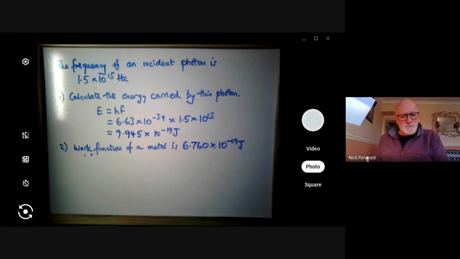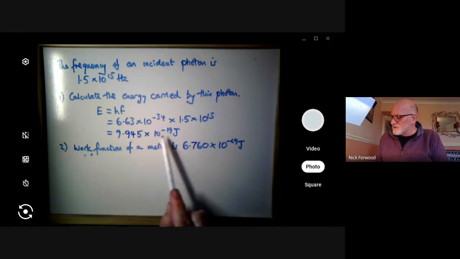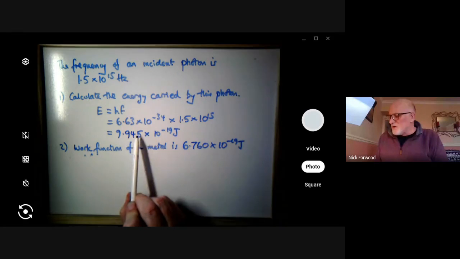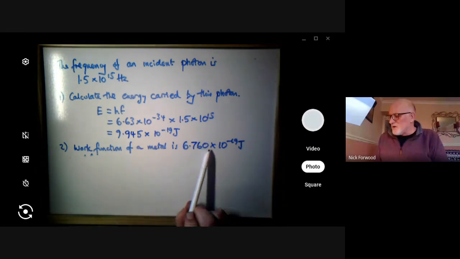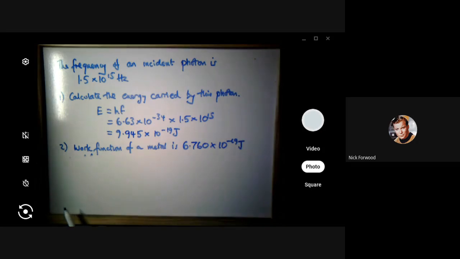when you look at this, that this is the energy of the incoming photon, 9.945. It's got the same 10 to the negative 19. This is 6.760 times 10 to the negative 19. 9.945 is bigger than 6.760. So because the incoming energy is bigger than the work function, then the electron is going to get ejected. It's not less than, in which case it would have no effect. If that number was less than 6.76, the electron would do nothing. If it was exactly equal to 6.76, the electron would just be ejected and would stay there.